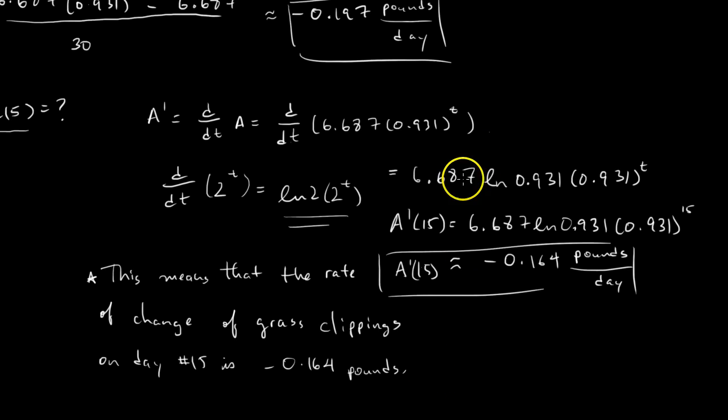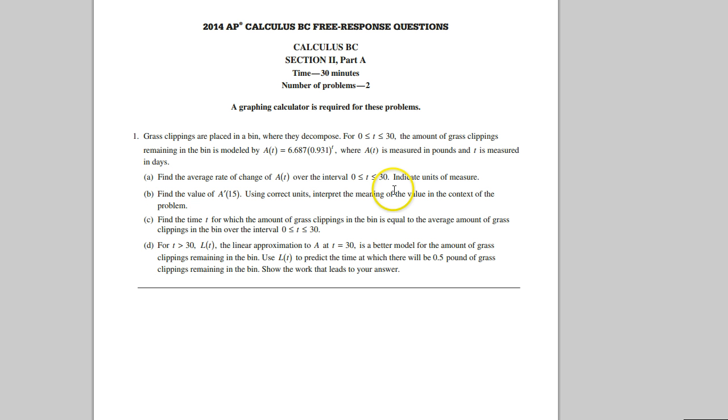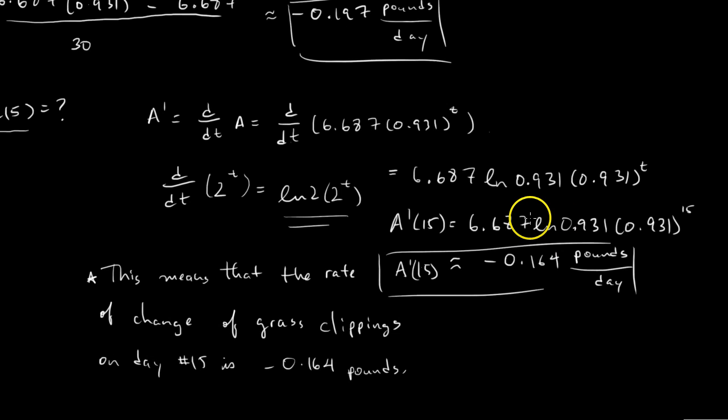What this is saying is that A prime is the derivative, the rate of change of the grass clippings, and we're finding it at t equals 15, and we found that it's negative 0.164. And you should know that if you get this result, the negative, it makes sense. Because remember, look at the original problem, it says they decompose. So that means every single day is going to be fewer than the next. So this answer actually makes sense.